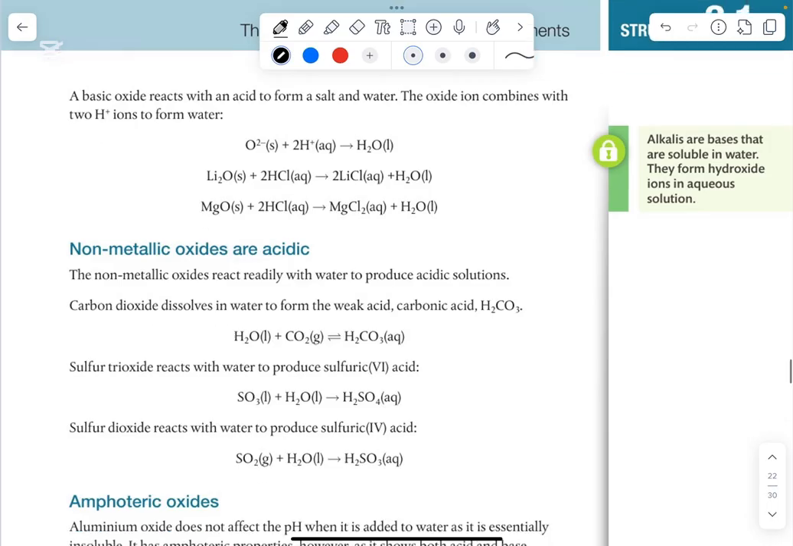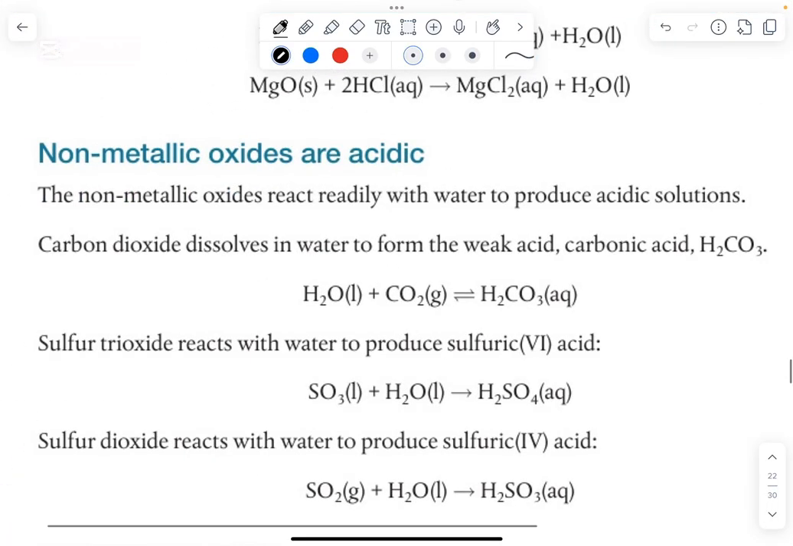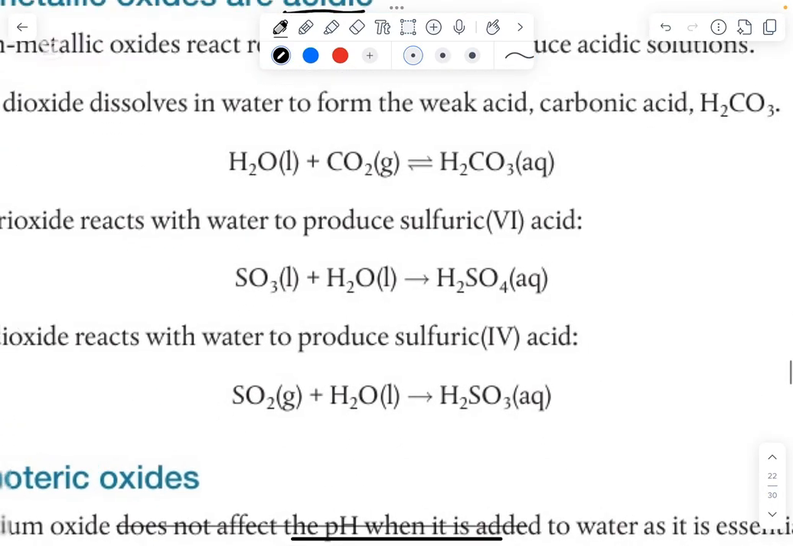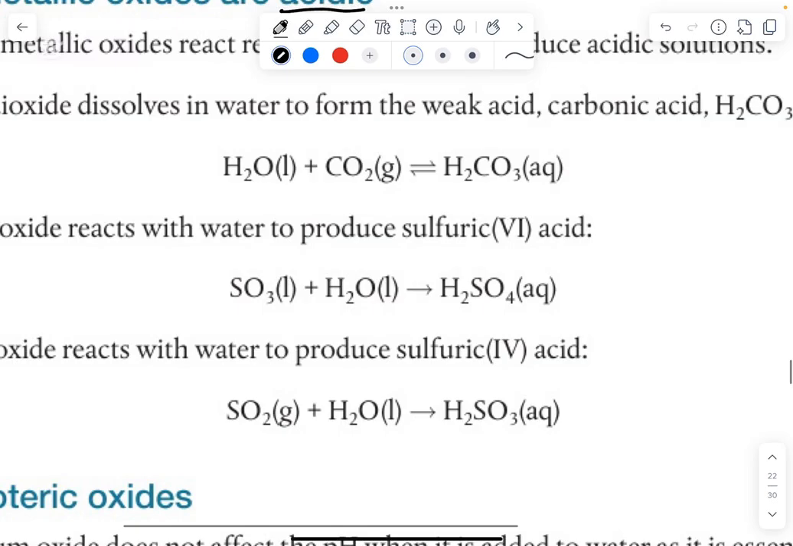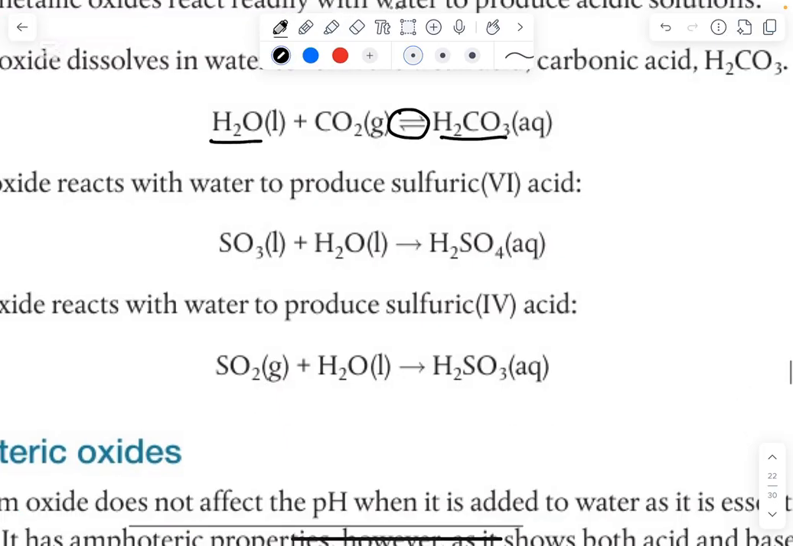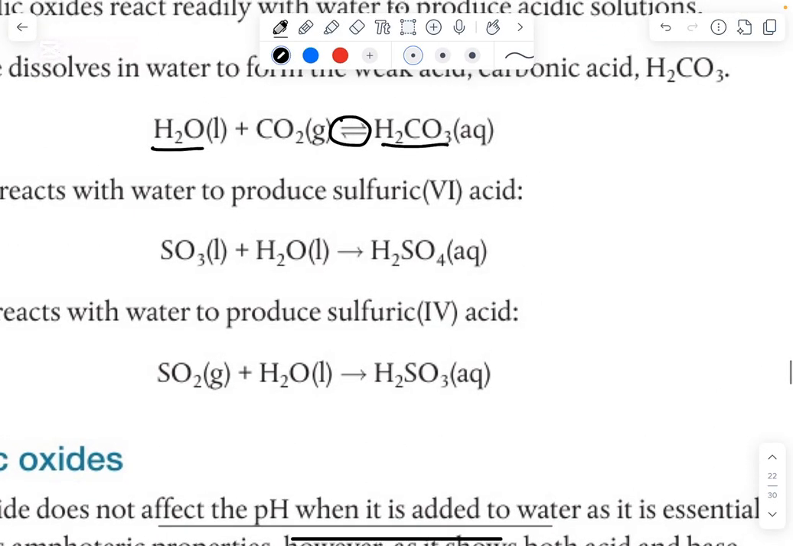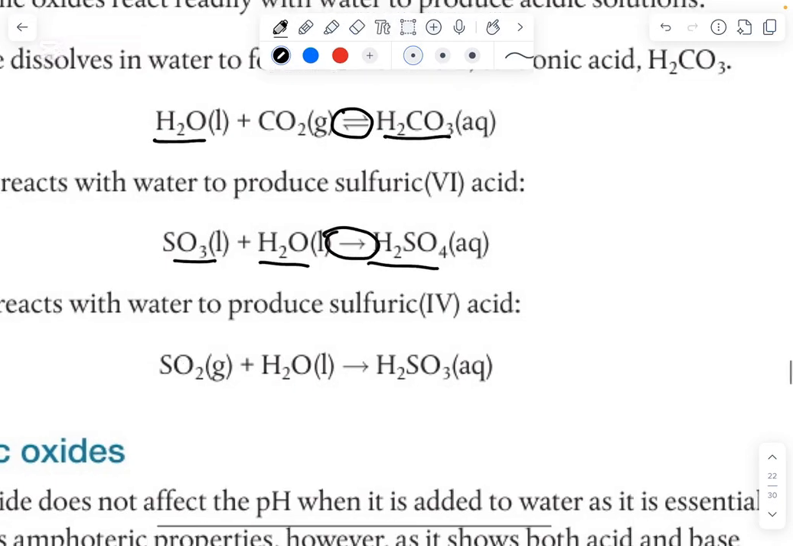Moving on to nonmetallic oxides, these are going to be acidic. As you can see from an example here, we have a nonmetallic oxide of carbon and oxygen, and when you mix it with water, you get a weak acid. Now let's talk about sulfur oxide. Once again, when you mix it with water, this time you get a strong acid, sulfuric acid.